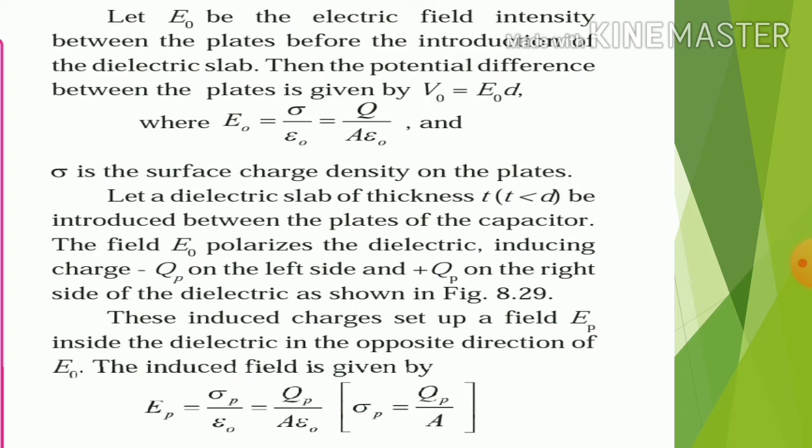The induced electric field is given by EP equal to sigma p upon epsilon 0, equal to qp upon A epsilon 0. We know that the relation between sigma, q and A is sigma equal to q upon A.